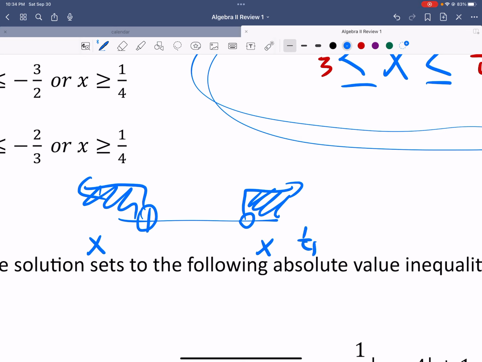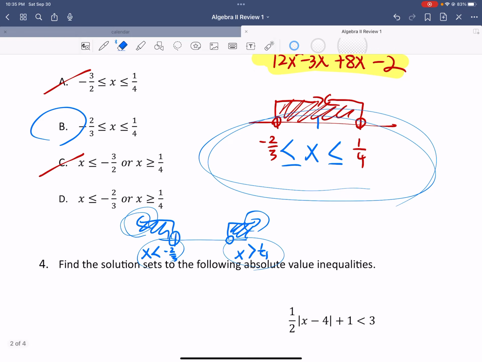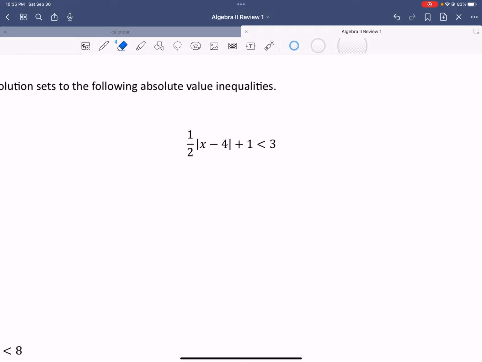And you follow this arrow for the inequality symbol. So in that case, your answer would be D. But not in this case, since you got true. So question number 4 is going to be the same thing.